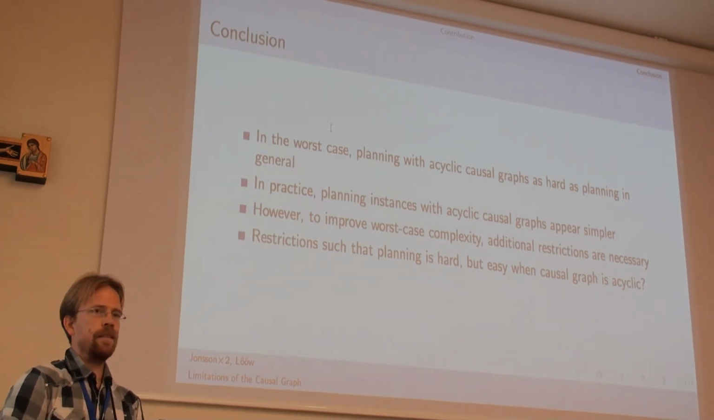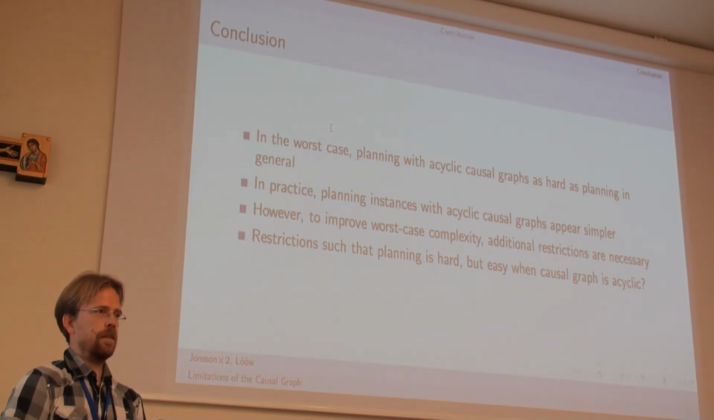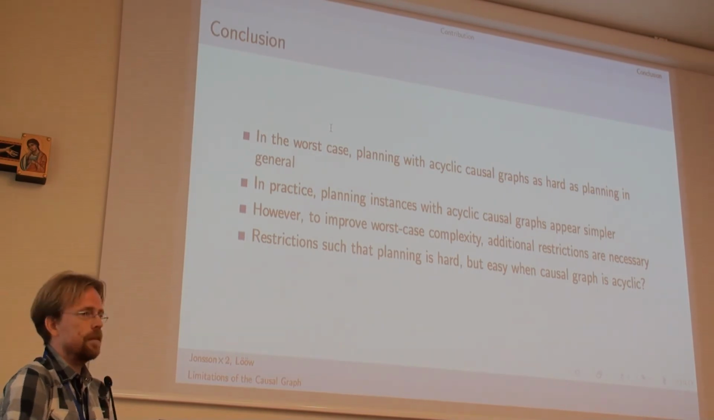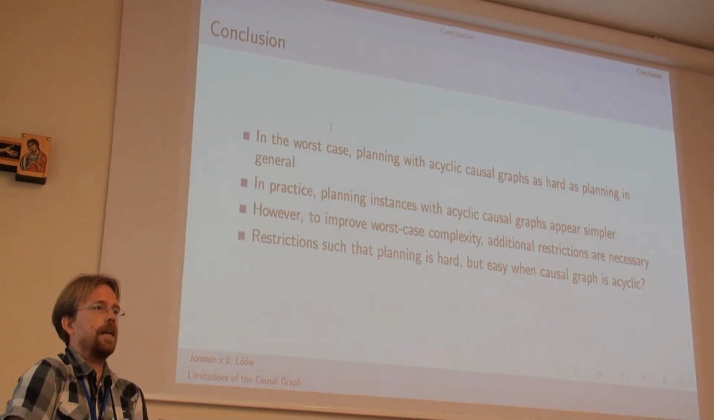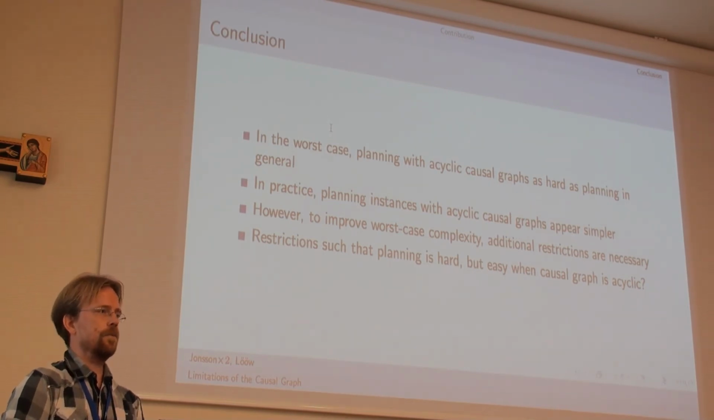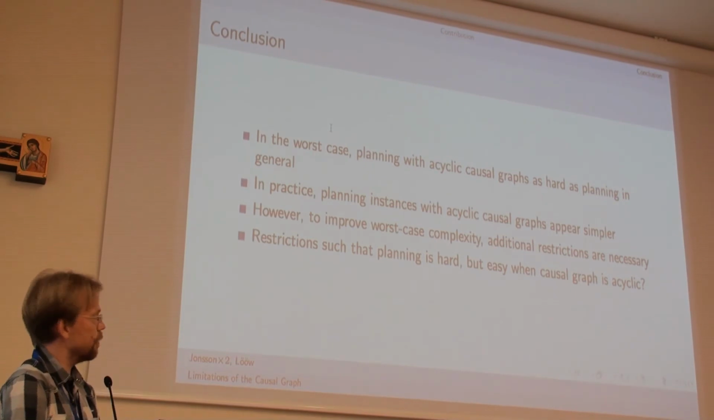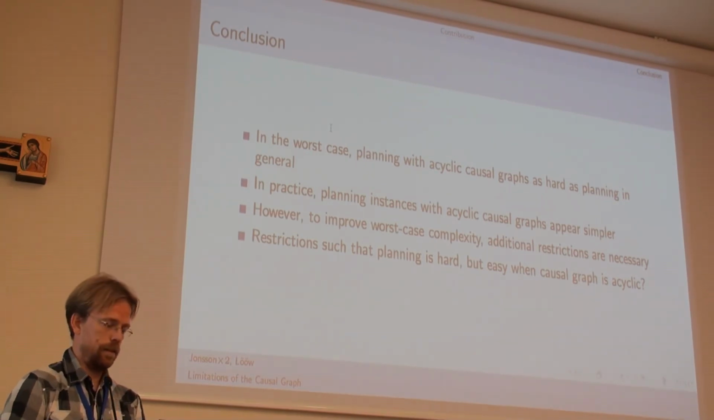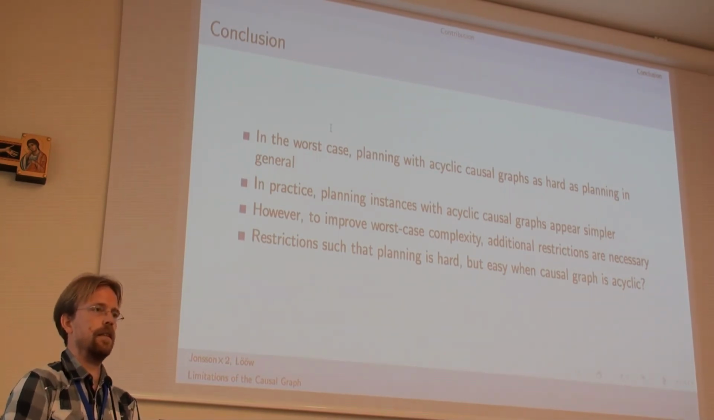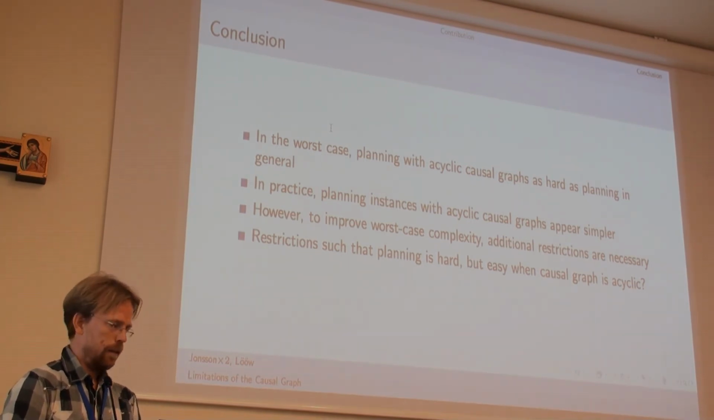The reviewers asked us, do you really think that there's no point then in studying planning problems with a cyclic causal graph? Well, we think that there is a point, because they do appear simpler in many practical examples. So we do still think that it's worth looking at problems with a cyclic causal graph. It's just that in the worst case, you cannot guarantee that planning is easier, and additional restrictions are necessary to guarantee a better worst-case complexity.